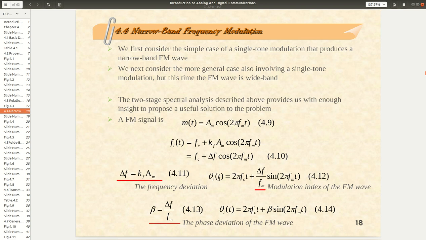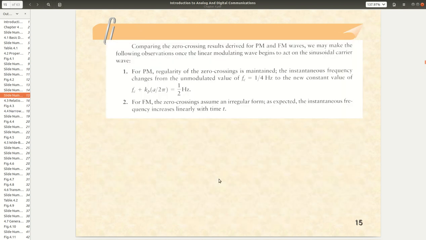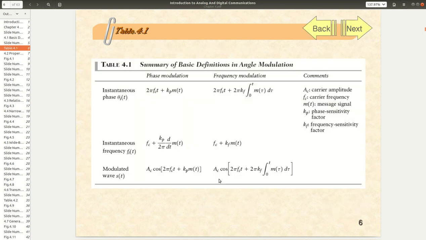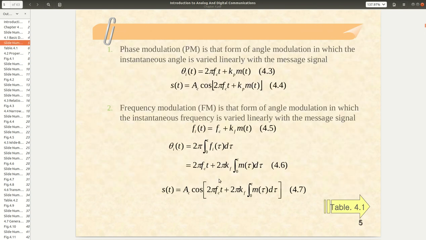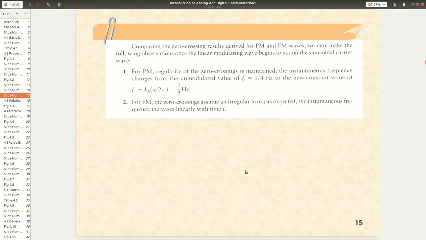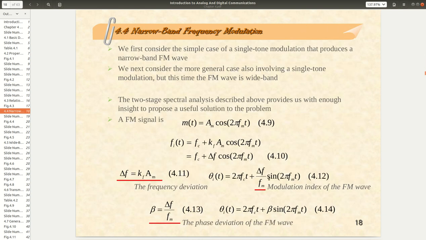Theta i of t here. I think there is integration. You should remember this equation, or use it to understand what's happening. Here we make this phi, then we take the theta i. Theta i is taking the integration. So you get on one side 2π f_c t, and on the other side you take the integration of the m of t. m of t here is cosine, so if you take the integration, then it will be sine.